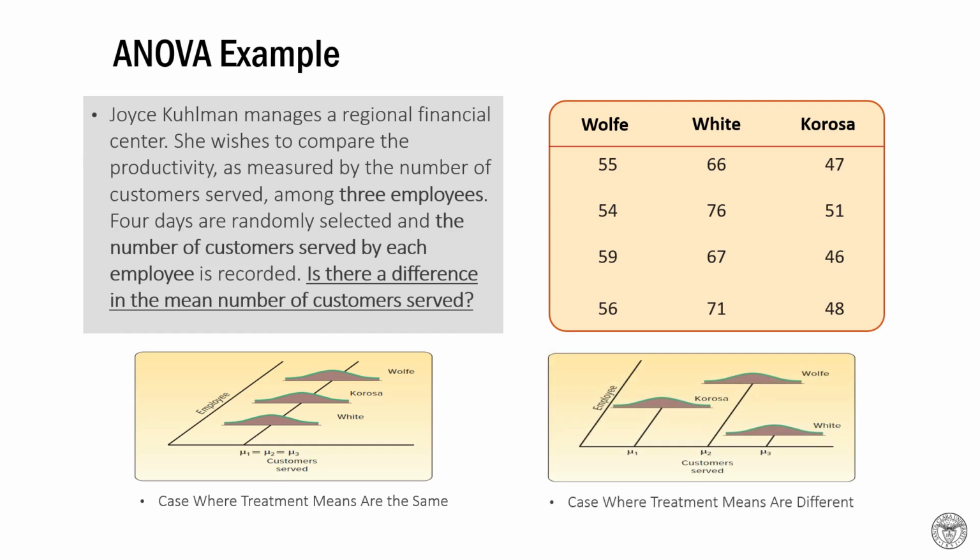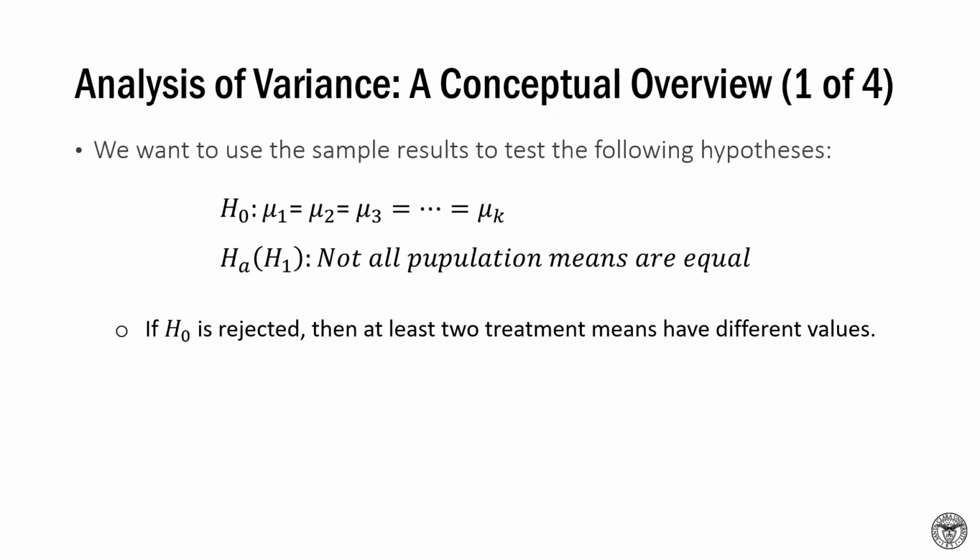The chart in the bottom right illustrates how the populations would appear if there were a difference in the treatment means. Again, the distributions follow the normal distribution, and the variation in each population is the same, but the means are not the same. By conducting one-way ANOVA, we can estimate and compare treatment means mu1, mu2, mu3 to mu-k to determine if a significant difference in the response variables exists across various treatments.